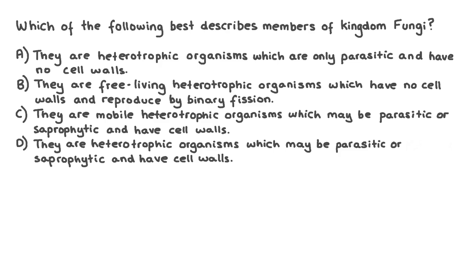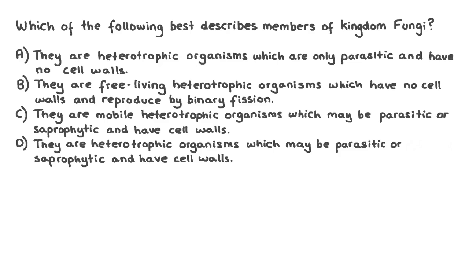Which of the following best describes members of kingdom fungi? A. They are heterotrophic organisms which are only parasitic and have no cell walls. B. They are free-living heterotrophic organisms which have no cell walls and reproduce by binary fission. C. They are mobile heterotrophic organisms which may be parasitic or saprophytic and have cell walls. Or D. They are heterotrophic organisms which may be parasitic or saprophytic and have cell walls.